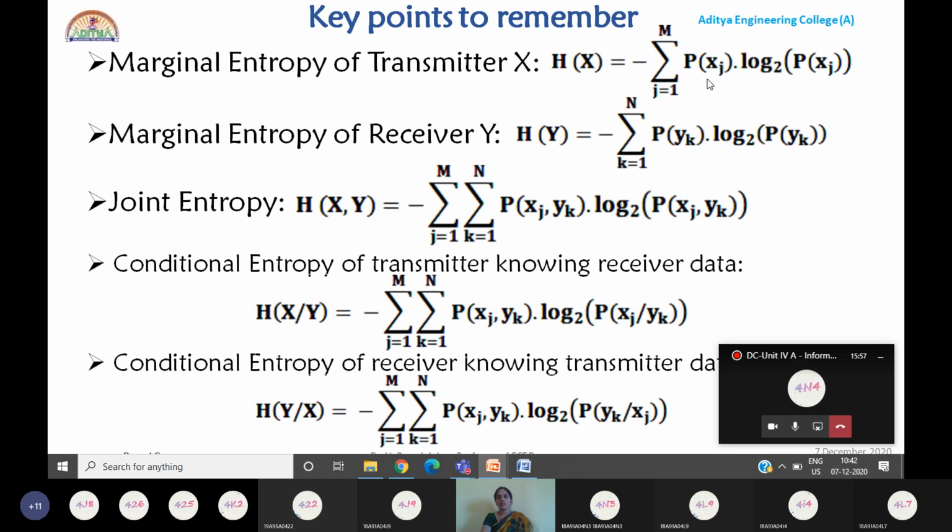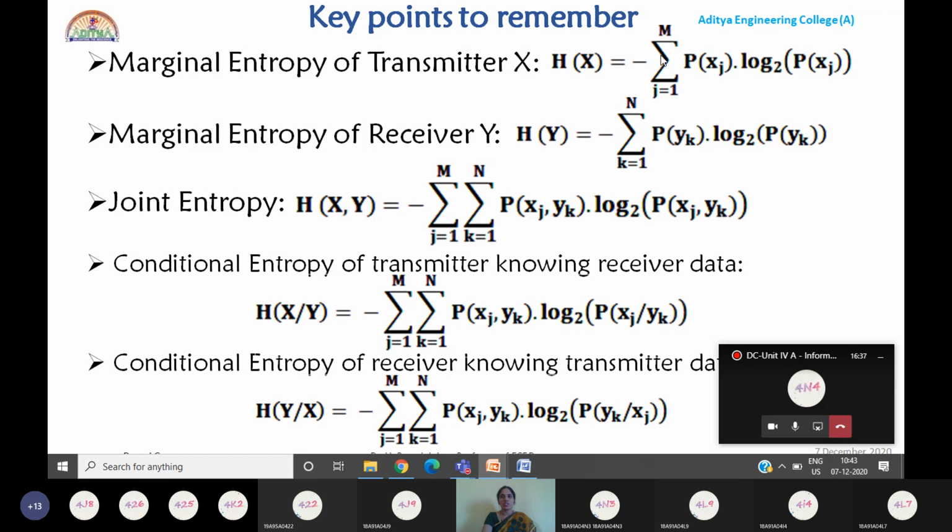Already I told you the matrix size of P of xj is M by 1, and the Y matrix size is 1 by n, where k is equal to 1 to n. Because at the transmitter we are using a series to parallel converter, P of x will be M by 1. It has only one column and multiple rows. And the receiver matrix has one row and multiple columns.